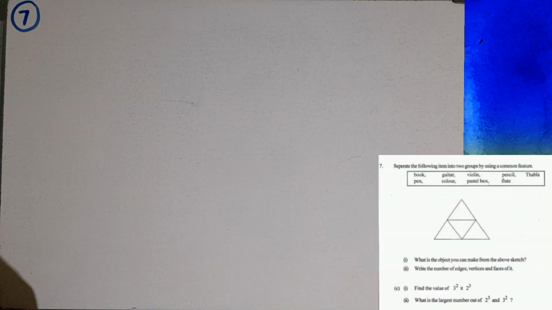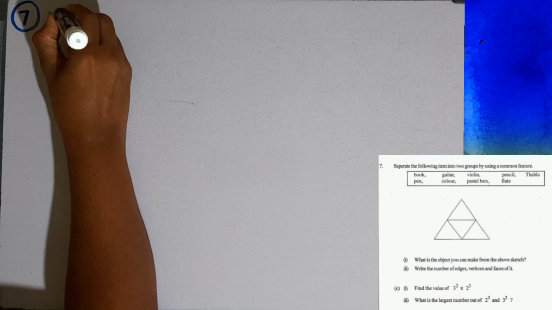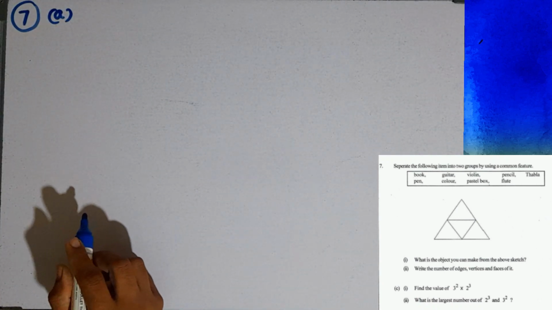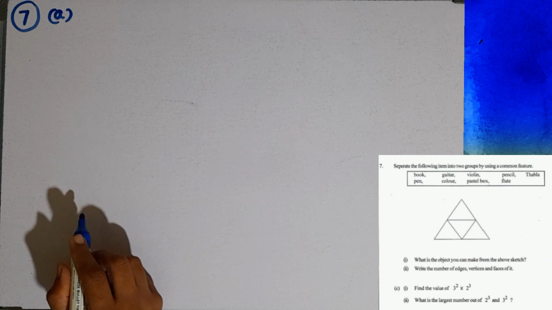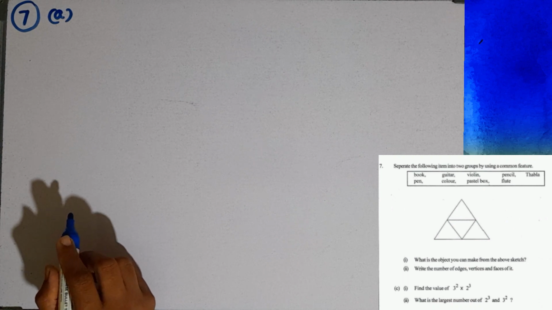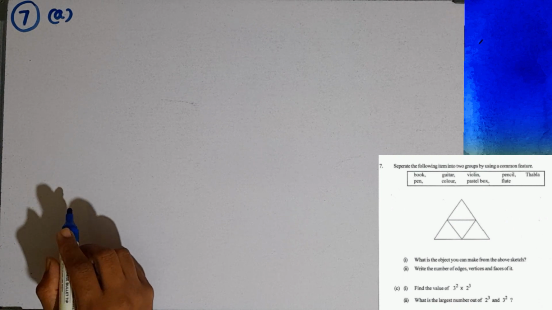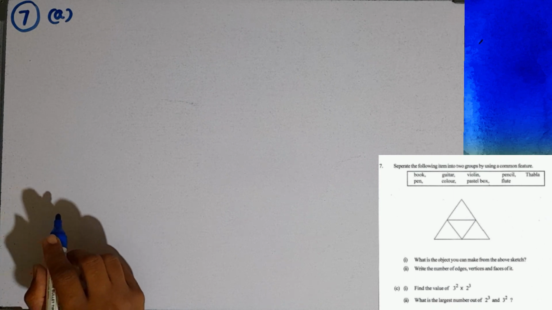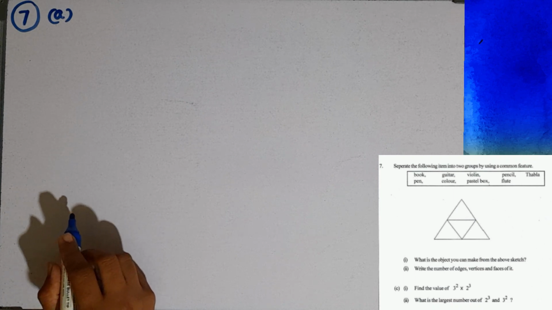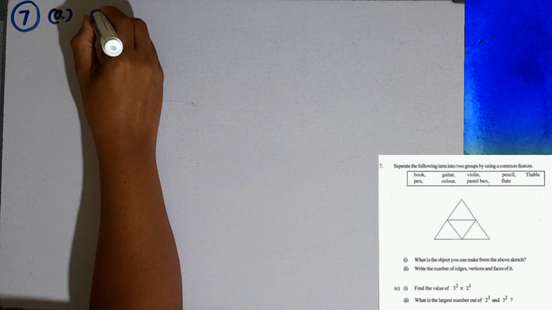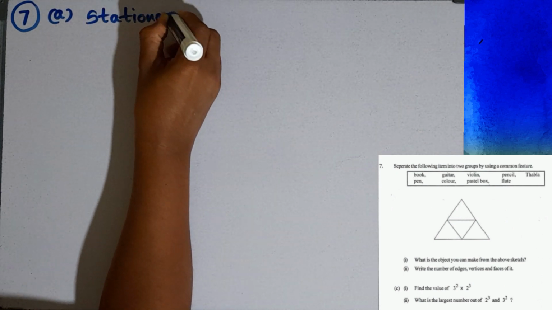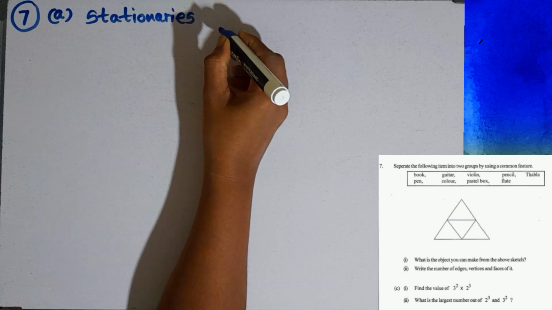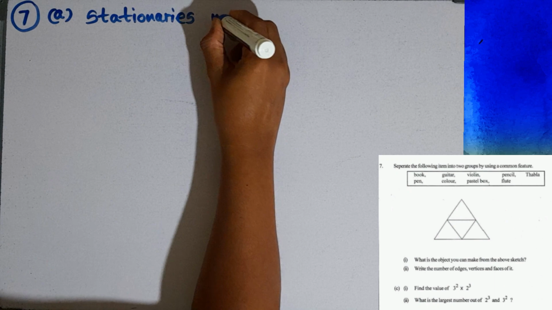Question number 7. A part. Separate the following items into two groups by using a common feature. We can take the feature for what each item is used. The use of the items. Then I can take these categories: stationeries, then the other feature is musical instruments.